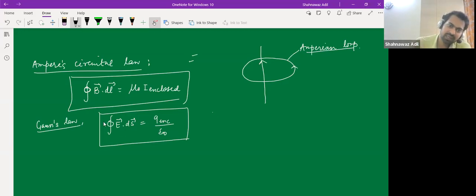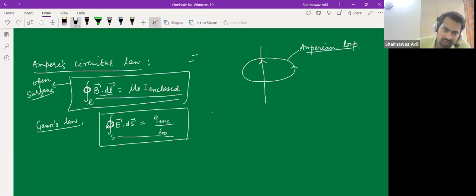Right. So in this case, we see that this is very analogical to this one. But the difference is that we are taking the closed line integral in here, but this is a closed surface integral. And this is a line integral. So this is a closed surface and this is an open surface. This is an open surface but closed line. And this is a closed surface.